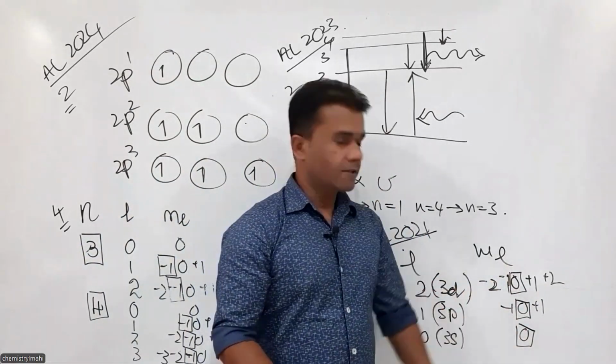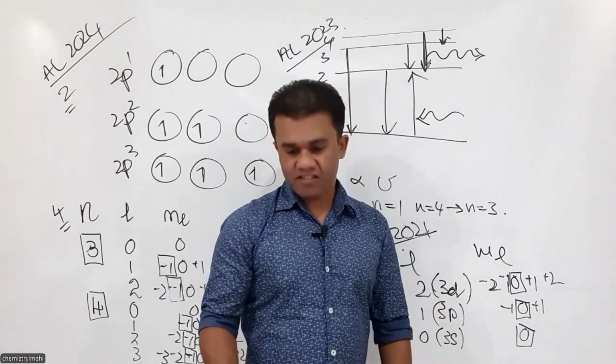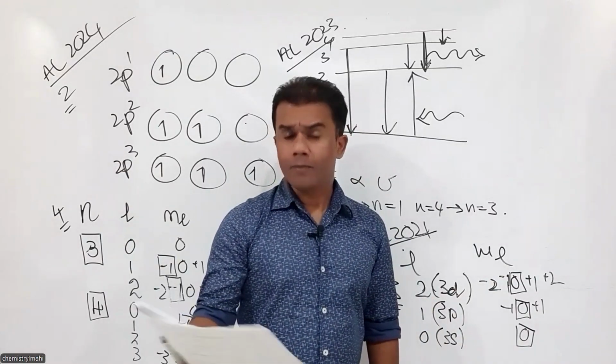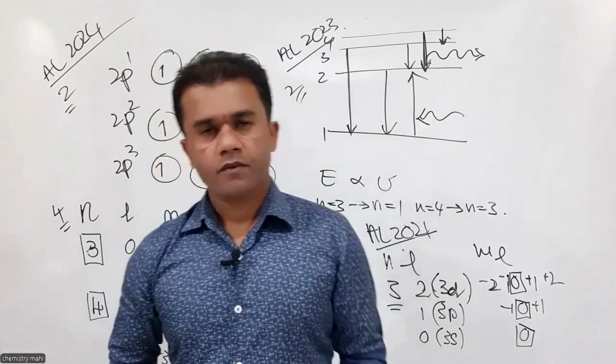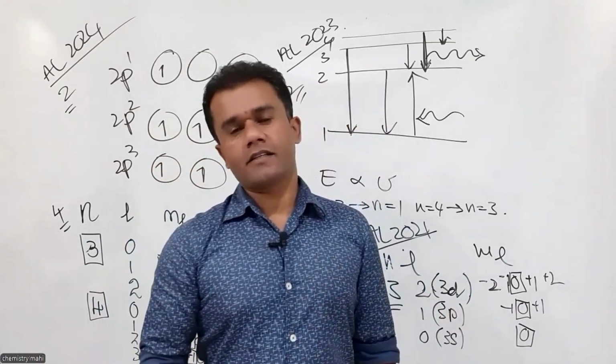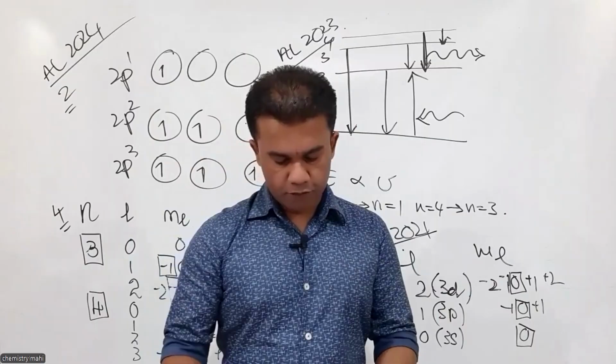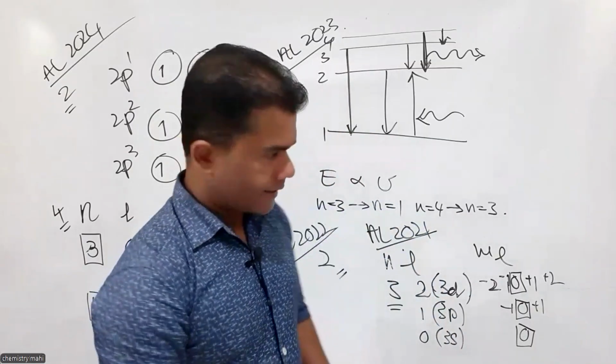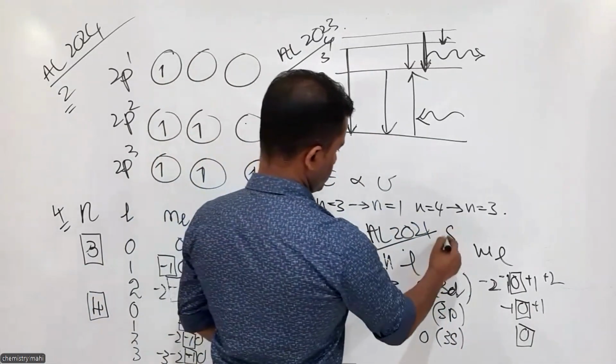Then how many electrons are there? 3 into 2, there should be 6. But this says a maximum of 8 electrons. Not possible. If n is 3 and ml is 0, a maximum of 6 electrons can have that combination. So therefore, the fifth one is incorrect. That is the answer for this question.